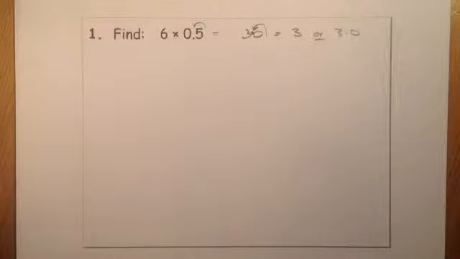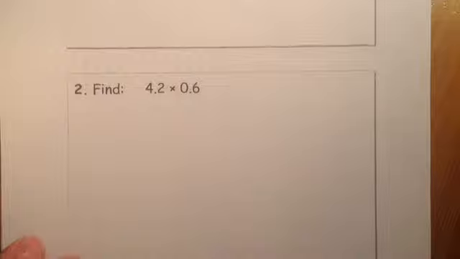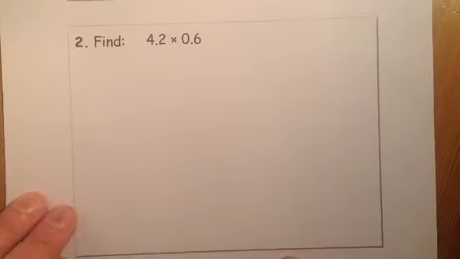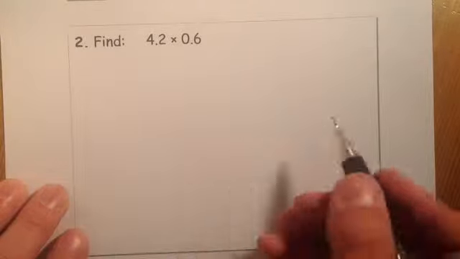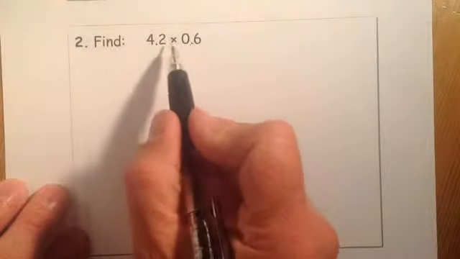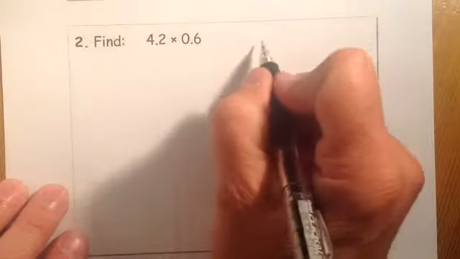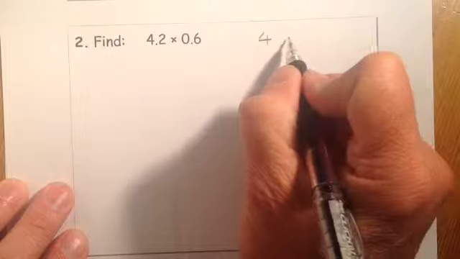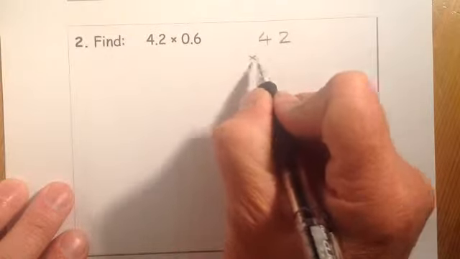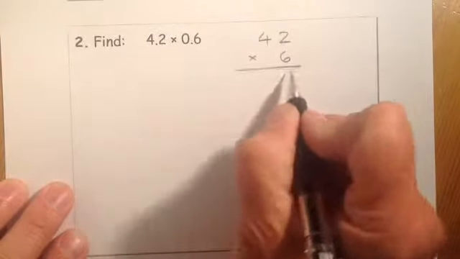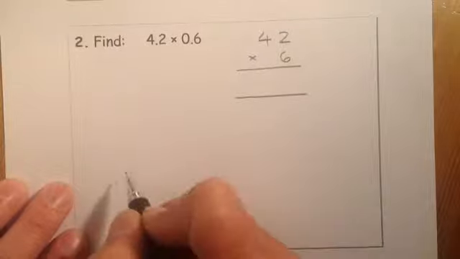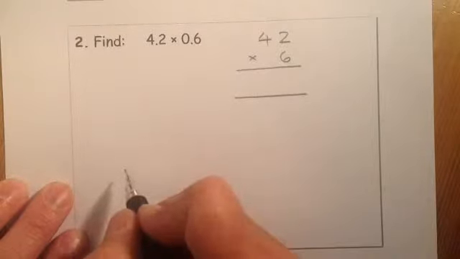Right, we're going to look at the next question. And what we have is a decimal multiplying by a decimal. Right, I've got 4.2 times 0.6. Okay. Again, what I'm going to do, I'm going to forget about the decimal points at this moment in time. And what I'll do is I'll just do a piece of work here. So I've got 42 times 6.